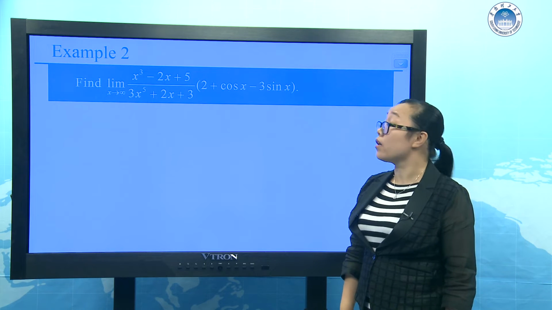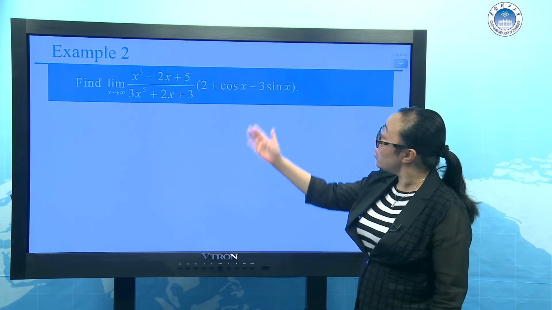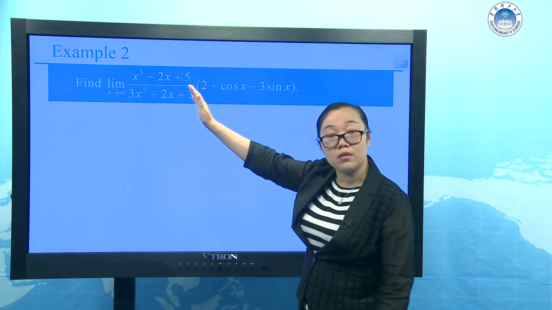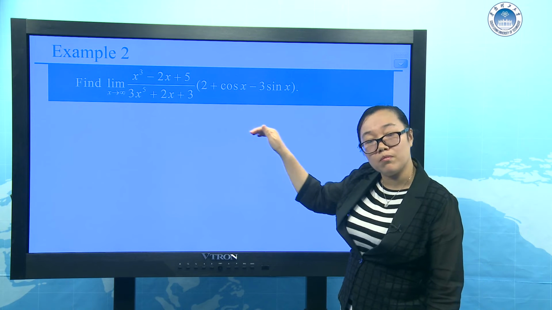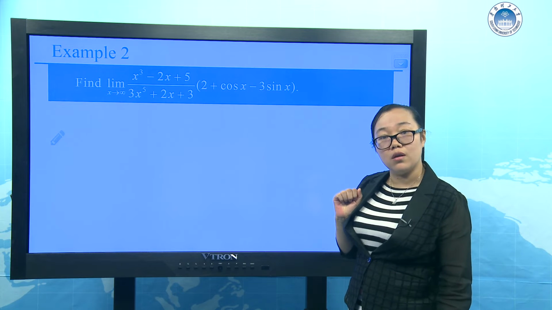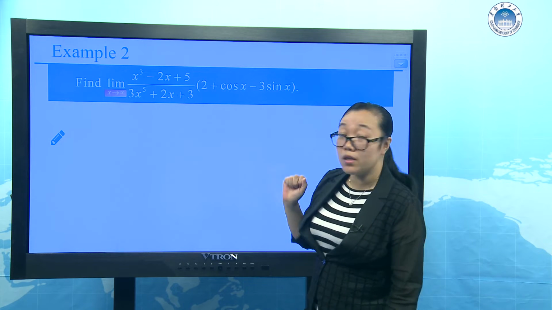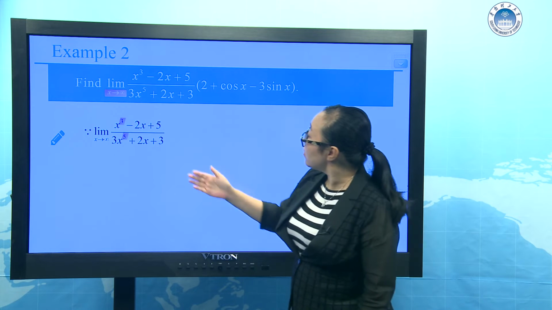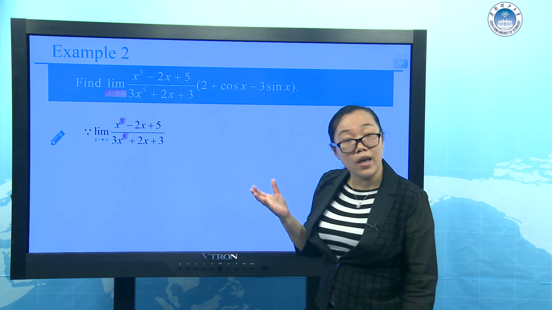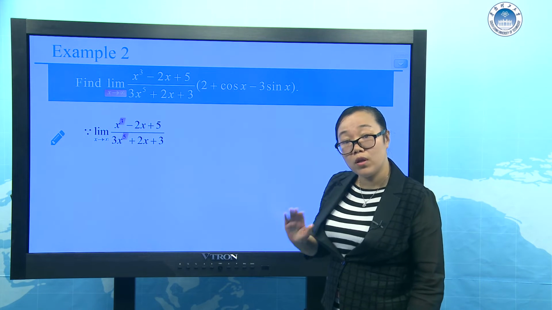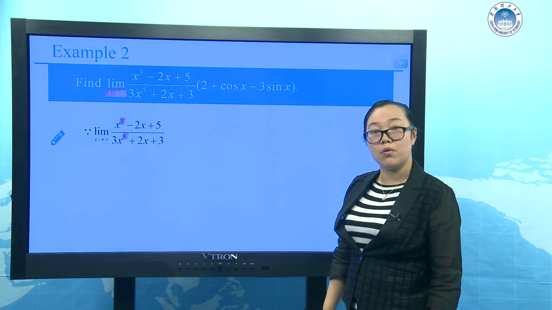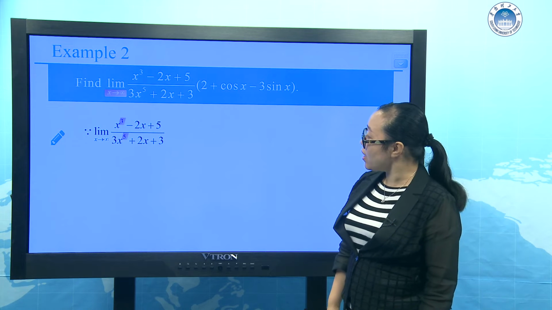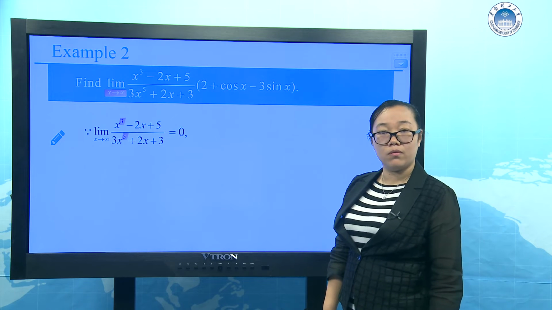So now look at example 2. Find the limit of x cubed minus 2x plus 3 over an expression times some functions. How to write it? We can check this. Yes, x tends to infinity. In this question, 3 and 5. Together, 3 less than 5. We don't do anything, only according to the summary in example 1, we can get the limit equals 0.